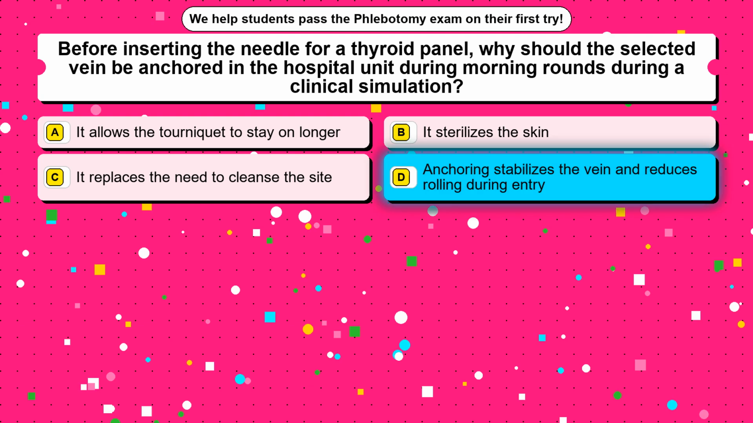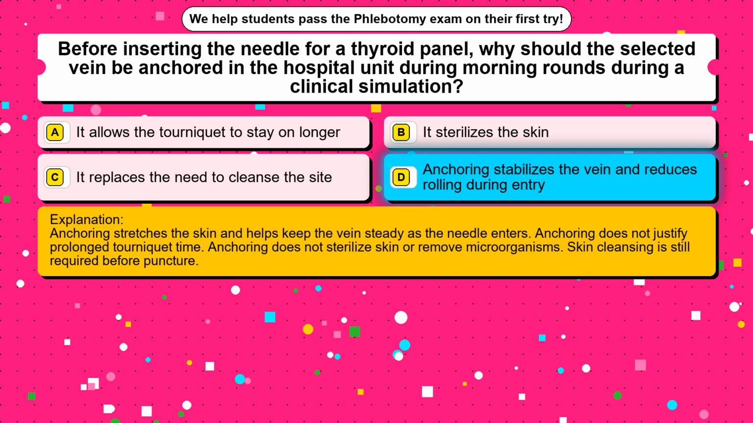Anchoring stabilizes the vein and reduces rolling during entry. Anchoring stretches the skin and helps keep the vein steady as the needle enters. Anchoring does not justify prolonged tourniquet time. Anchoring does not sterilize skin or remove microorganisms. Skin cleansing is still required before puncture.